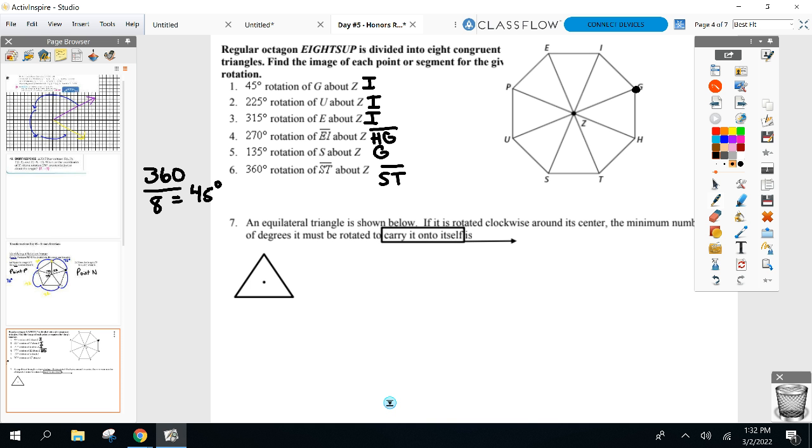All right, here we go. Everyone like my equilateral triangle? I'm going to rotate it clockwise. Here's what I want to know. What's the minimum number of degrees it's got to be rotated to carry it onto itself?